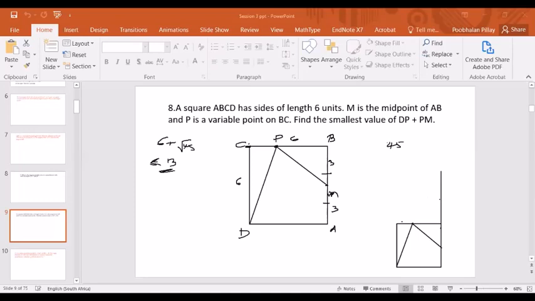You see, if you don't know the solution to this problem, if you haven't seen it before, it's very, very difficult to solve it. So you have to know that this is how you solve this kind of problem. I take another point which is 3 units away from here. Right? Then I join this.